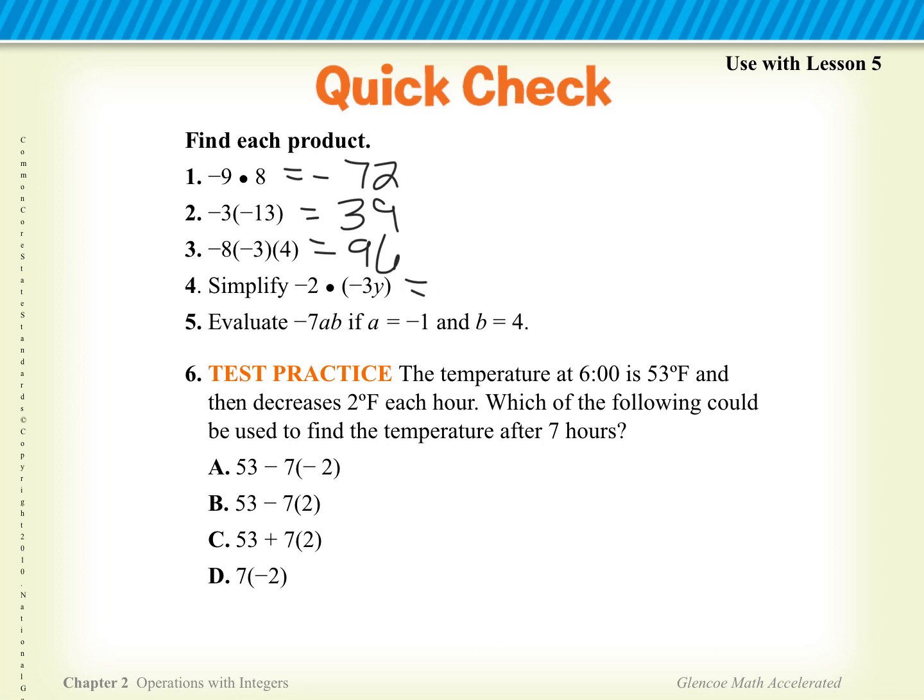Simplify. What do we do when we simplify, when we have numbers and variables? You do the numbers first. Put the numbers together and then put the variables together. What numbers do we have? Negative 2 and negative 3. Multiply those, you get 6. And then what letters do we have, or variables? Y. Good.